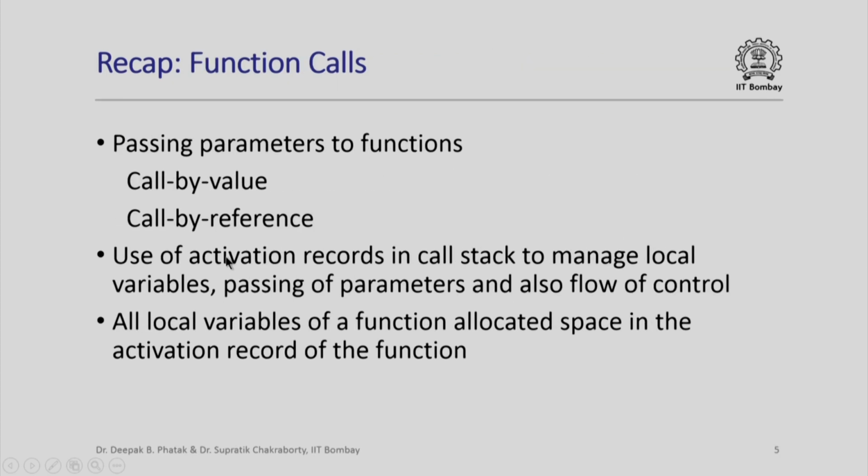We are going to talk about function calls. So let's quickly recap what we know about function calls. We can pass parameters to functions in one of two ways, call by value and call by reference. We know that activation records are pushed and popped from the call stack, which is stored in the stack segment, and these activation records and the call stack are basically the mechanism by which we can manage local variables, passing of parameters, and also flow of control when a function calls and when a function returns.